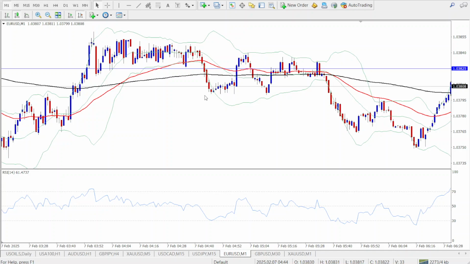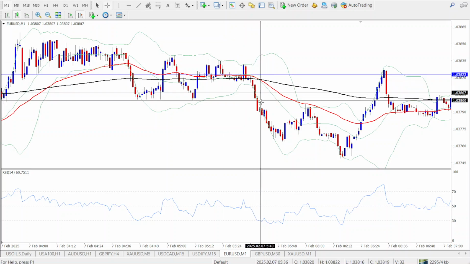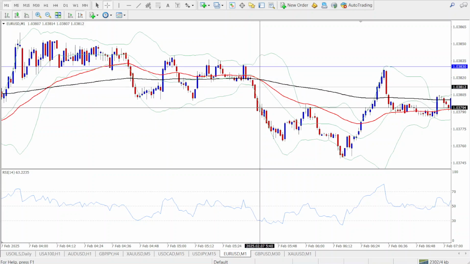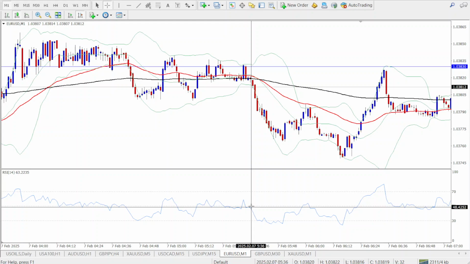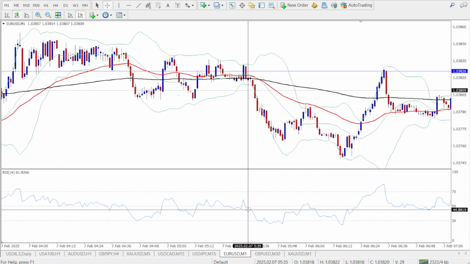For example, we can see that at this point we had the 50 EMA drop below the 200 EMA, right? And then here we can see that we had bearish candlestick patterns. You can see these three black crows, right? And at the same time, we can see that we had the RSI below the 70 but above the 30, confirming bearish momentum, right? So that was a good time to enter a sell.